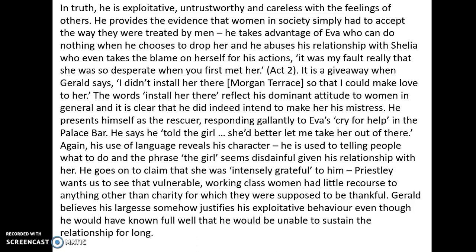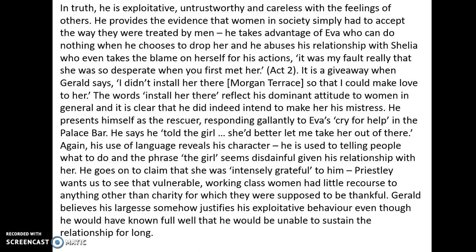He provides the evidence that women in society simply had to accept the way they were treated by men. He takes advantage of Eva, who can do nothing when he chooses to drop her, and he abuses his relationship with Sheila, who even takes the blame on herself for his actions. "It was my fault, really, that she was so desperate when you first met her." It's a giveaway when Gerald says, "I didn't install her there so I could make love to her." The words "install her there" reflect his dominant attitude to women in general, and it's clear that he did intend to make her his mistress.